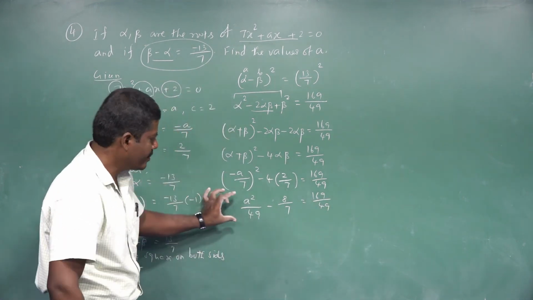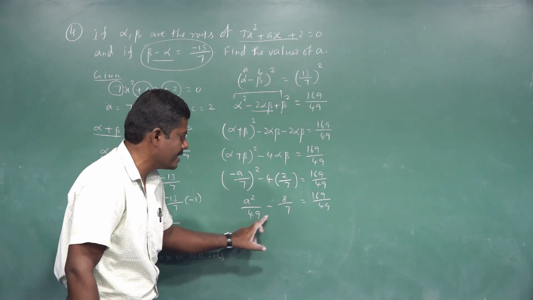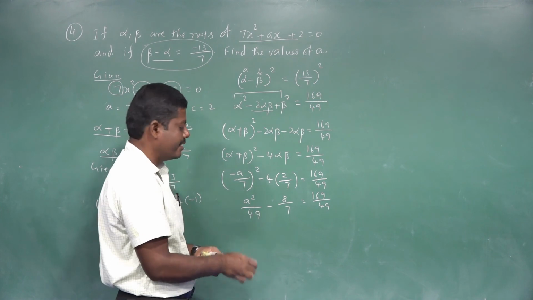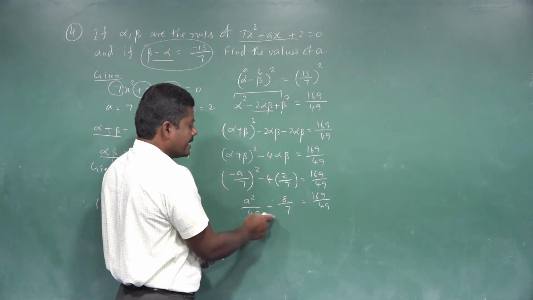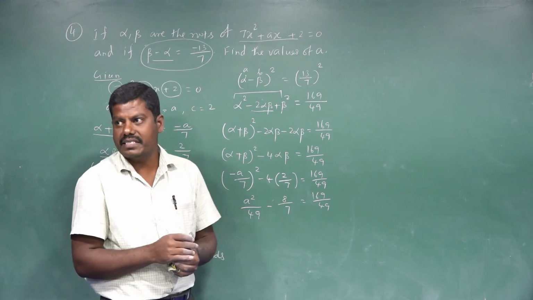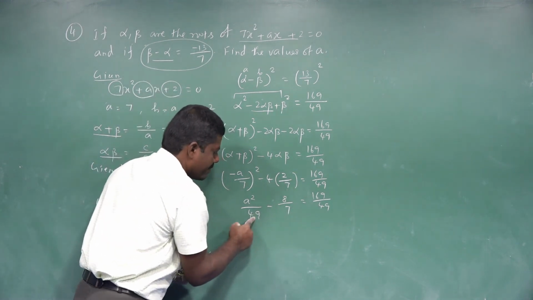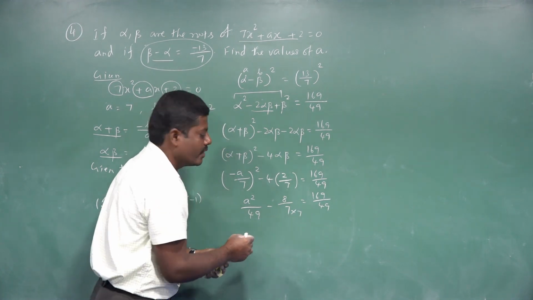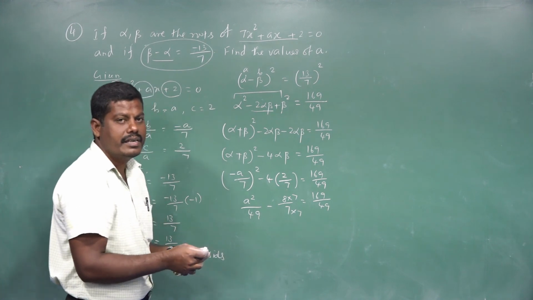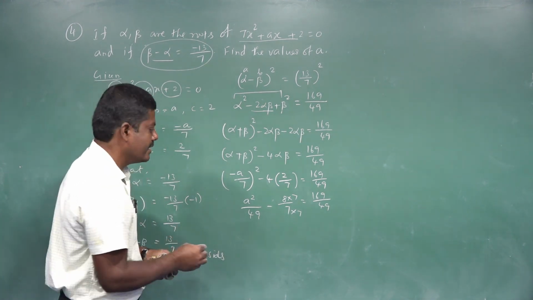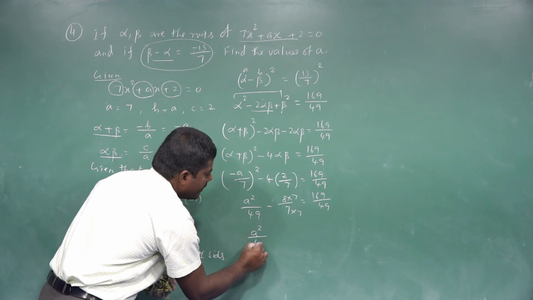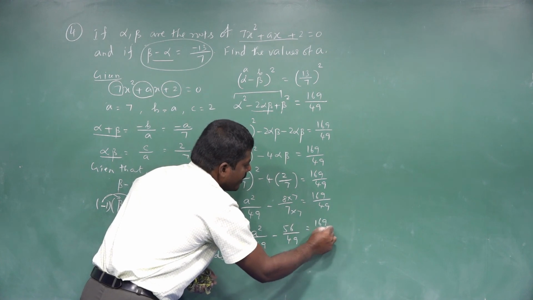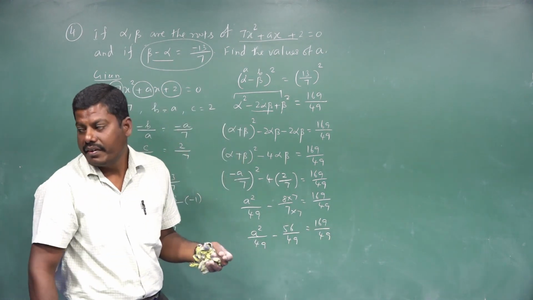Understand? Now we want to subtract these two fractions. The denominators are not the same. Here 49 is the denominator, here 7 is the denominator. 49 is a multiple of 7, so we can make the denominator the same. You multiply 7 in the denominator, and you multiply the numerator also with 7. So now a square divided by 49 minus 8 sevens are 56 divided by 49, which is equal to 169 divided by 49.